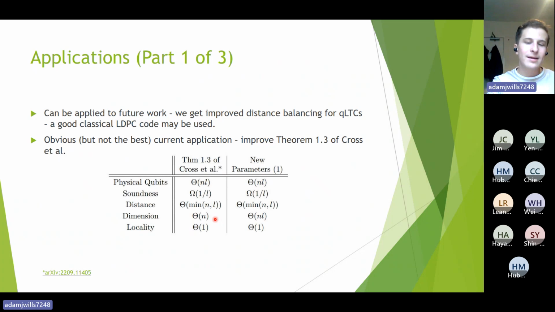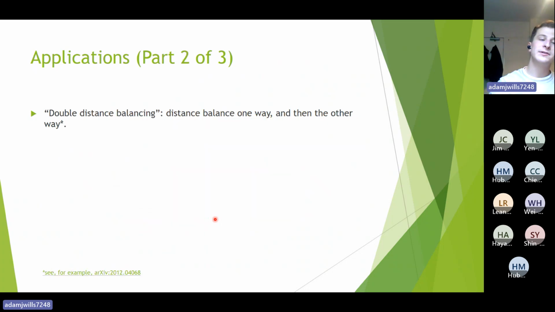So we get this improvement here, but I think the most interesting application of our result is to this idea of double distance balancing. So double distance balancing, the idea here is if you've got any quantum CSS code, and it could have fairly even distances, it doesn't need to have imbalanced distances. Let's say it has fairly even distances, then you can raise one of the distances at the expense of the other one, and then raise that other one at the expense of the first one.